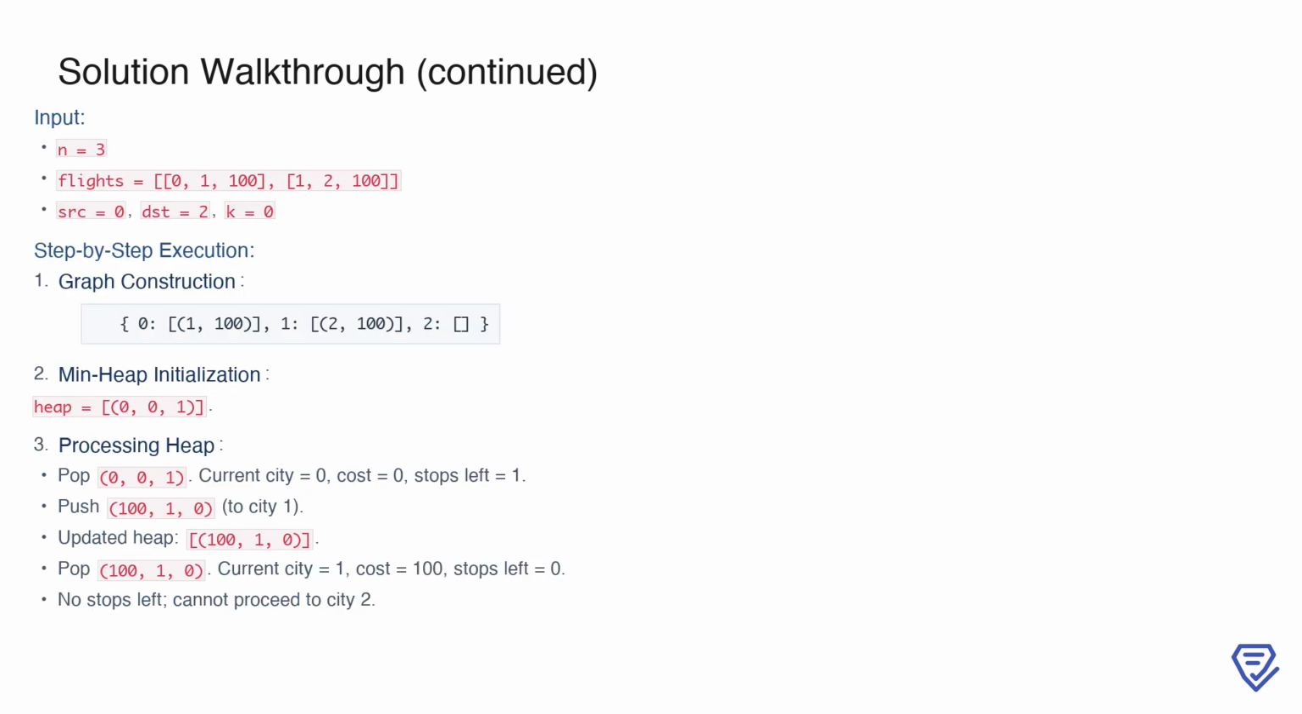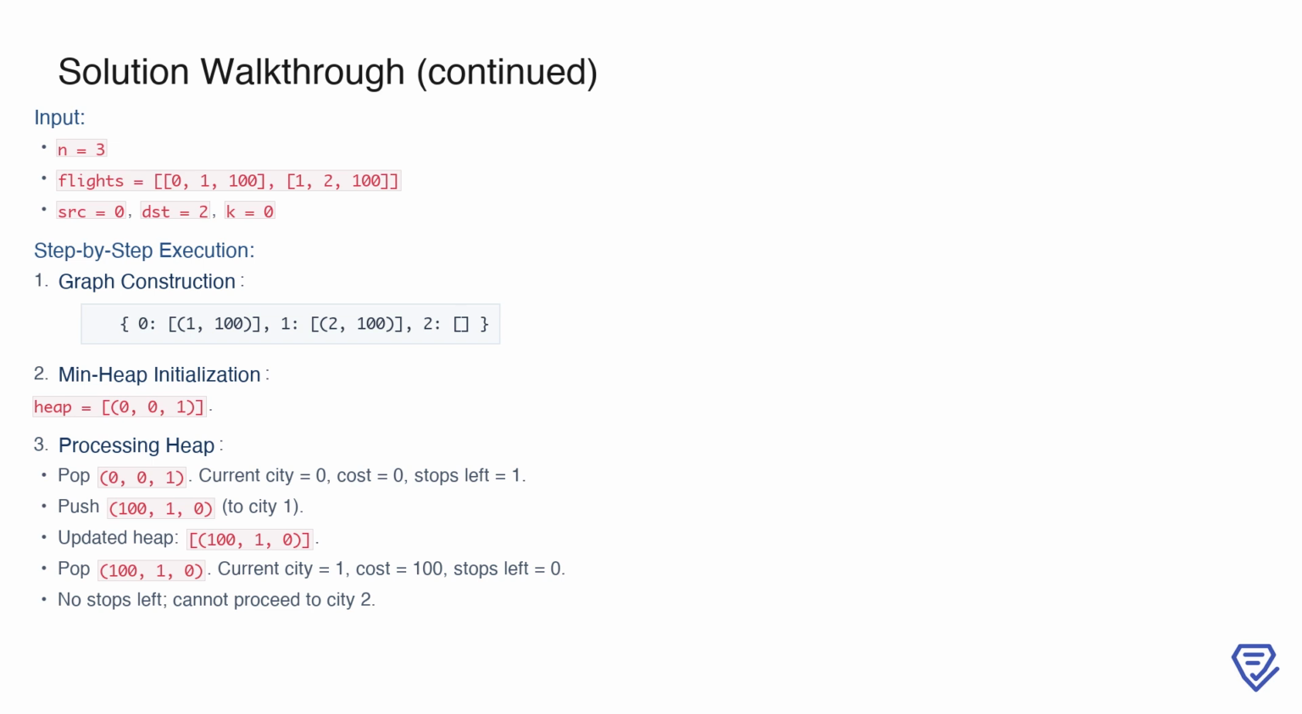Now, consider a different case where no valid path exists. Here, we have 3 cities with flights as listed. The source is city 0, the destination is city 2, and we're allowed 0 stops. First, we construct the graph using an adjacency list, which maps each city to its outgoing flights. For this example, the graph looks as shown. We then initialize the min heap with the starting point, cost 0, city 0, and 1 stop available, since k plus 1 equals 1. The heap begins as (0, 0, 1).